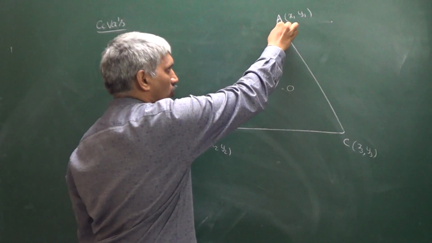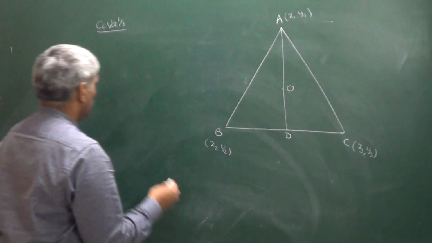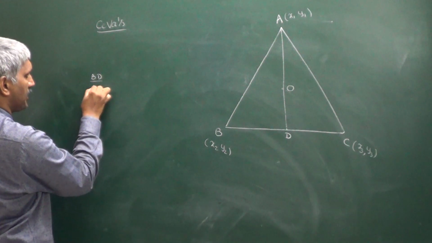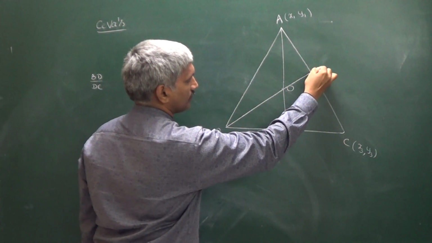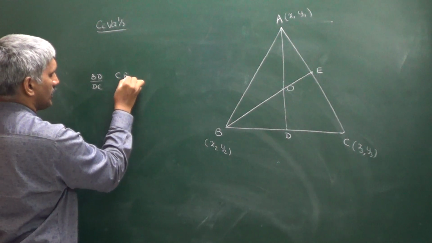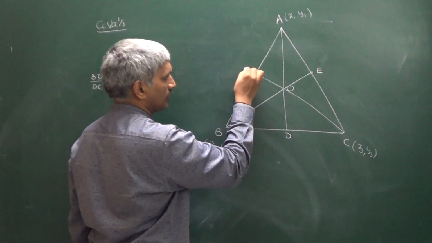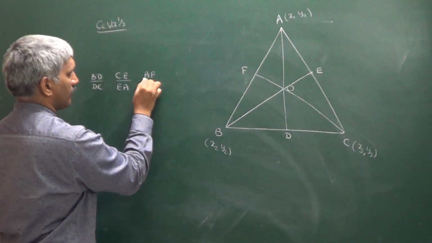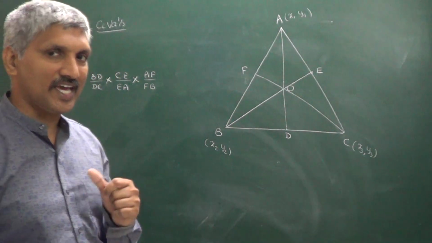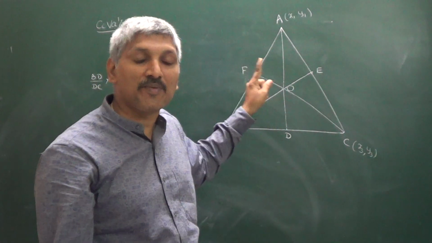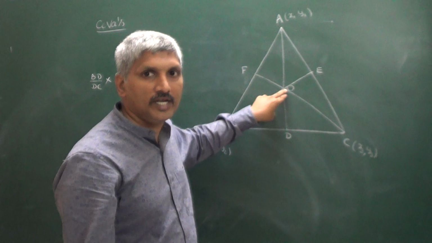Now what happens? AO meets the opposite side BC at D. That's why BD divided by DC. Now BO meets the opposite side at E, then CE divided by EA. CO meets the opposite side at F, then AF divided by FB. What about this multiplication? That is Ceva's theorem. Once again, ABC triangle, O is any point in the plane of the triangle, not on the sides. Okay, so I am taking O inside the triangle.